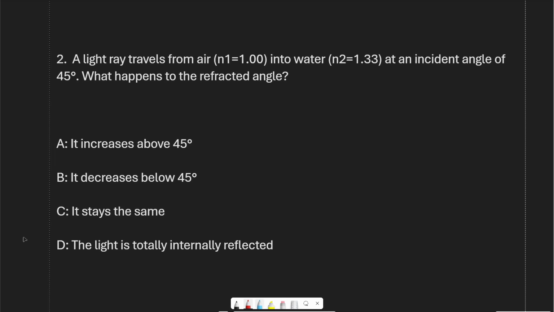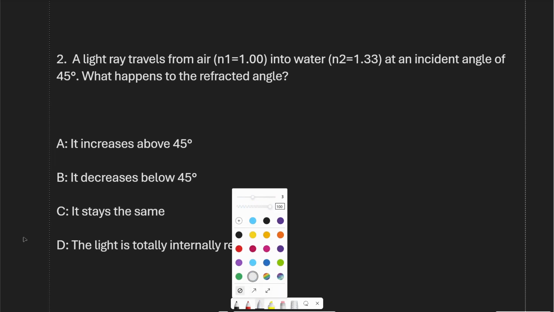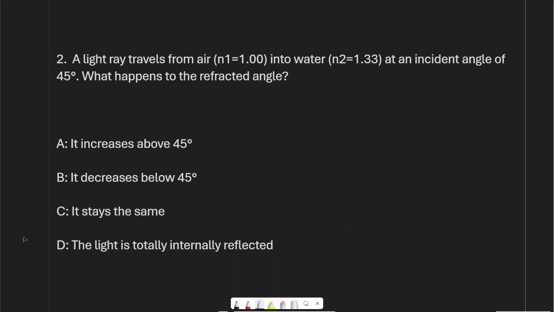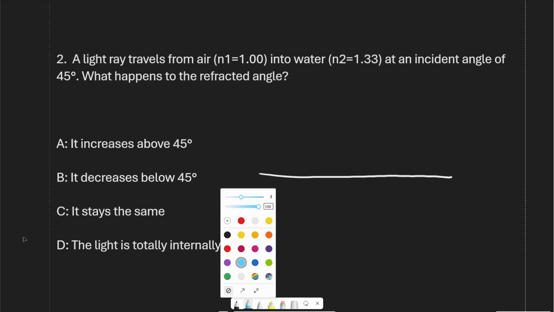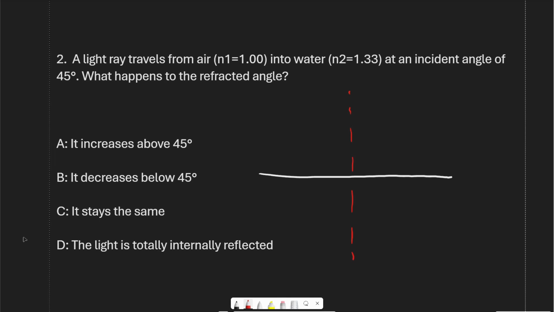So as with the last problem, when I do a problem like this, I like to draw it out. So I like to draw out the change in medium first of all. So I'll just draw this flat line. And then I'll draw out the normal next, right? So I'll just do this.